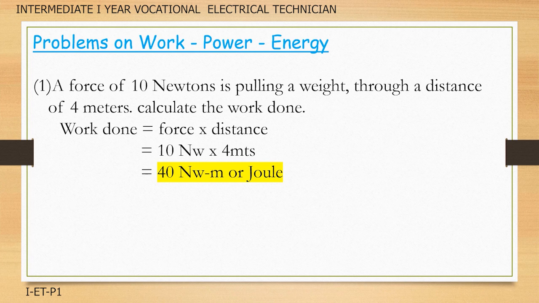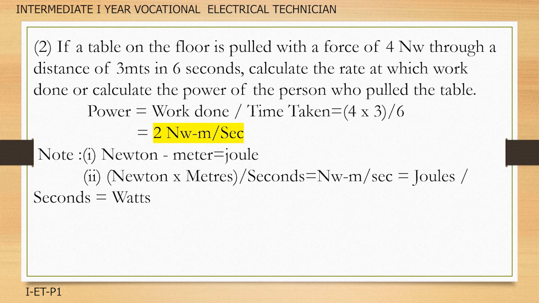As we know, work done is equal to force into distance. This is the principle. In this problem, the force is given as 10 newtons and the distance is 4 meters. That equals 10 into 4 equals 40 newton meter or joule. This is the answer. Next problem.